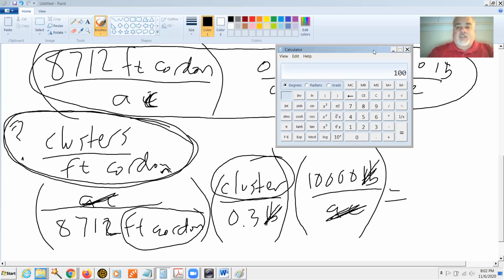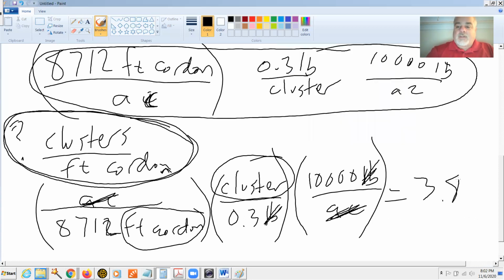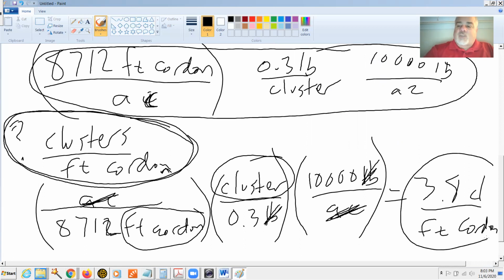And so the only thing in the top is 10,000. So I put 10,000 divided by 8,712 divided by 0.3 equals 3.8 clusters per foot of cordon. So the answer is 3.8 clusters per foot of cordon. And I could take this one step further. I just did my bud dissection.